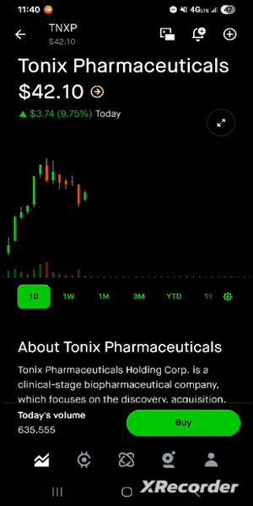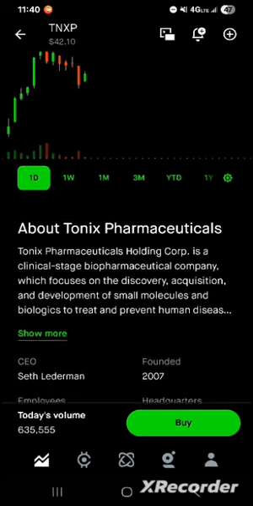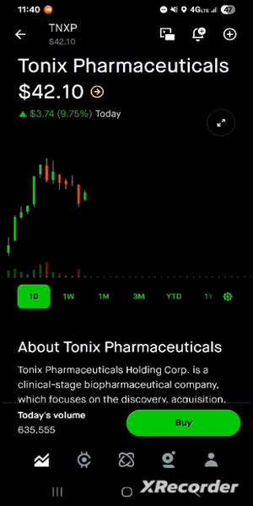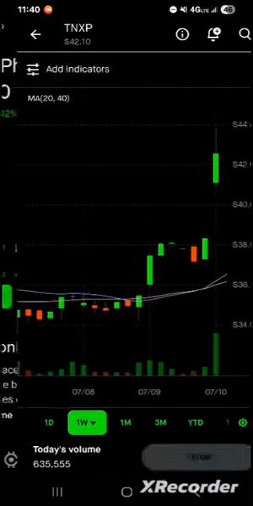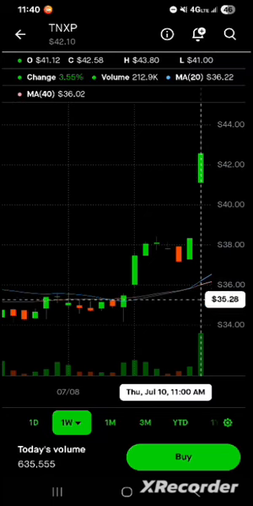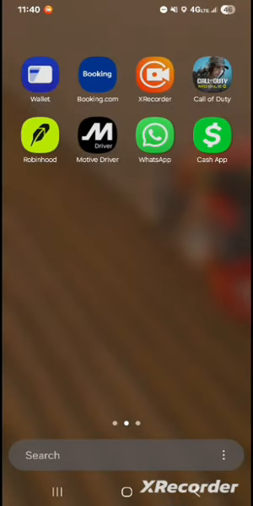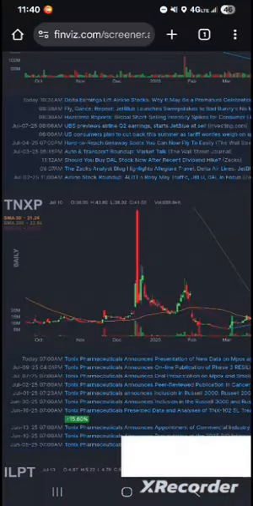Today's volume is 635. The average volume is 704. So we want to avoid this. Even though the stock has the cross, we want the cross to accompany big volume. We want the cross and big volume to go hand in hand. So seeing that there's no big volume, I'm going to avoid this stock. So we'll continue to go down the list.